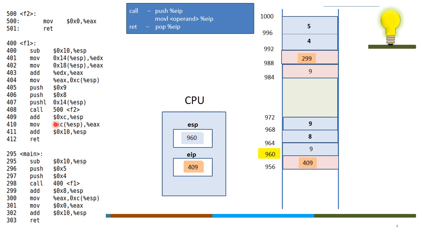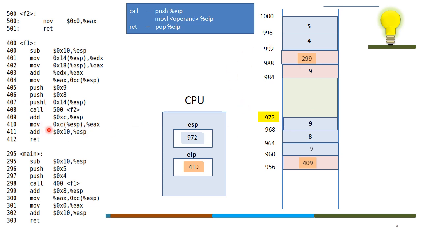calling function. So now again the execution resumes here. What happens here? You are adding C to ESP, that is unwinding of stack frame is taking place now, right? Now this is 960 plus 12 is 972. We are again coming back to our stack frame of F1, right? So this is the stack frame of F1, right?